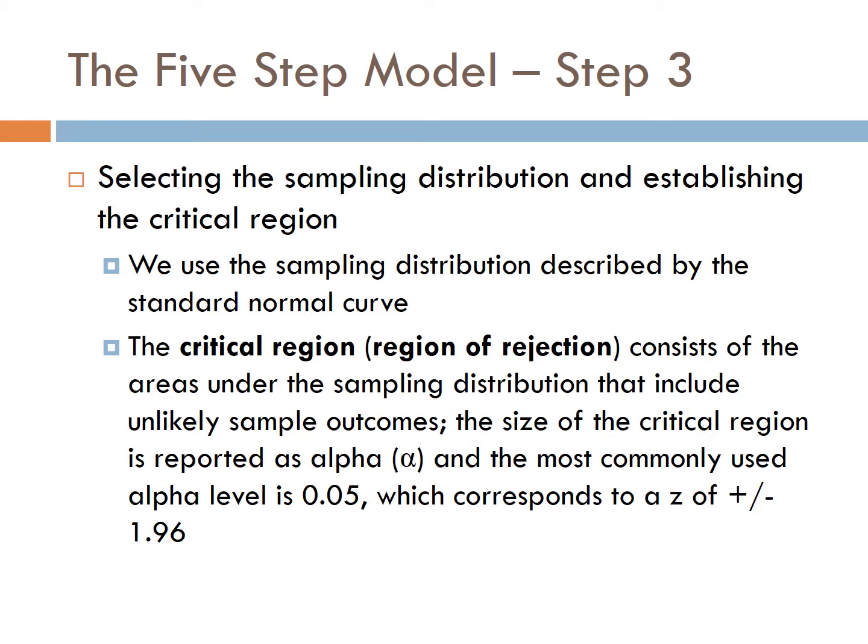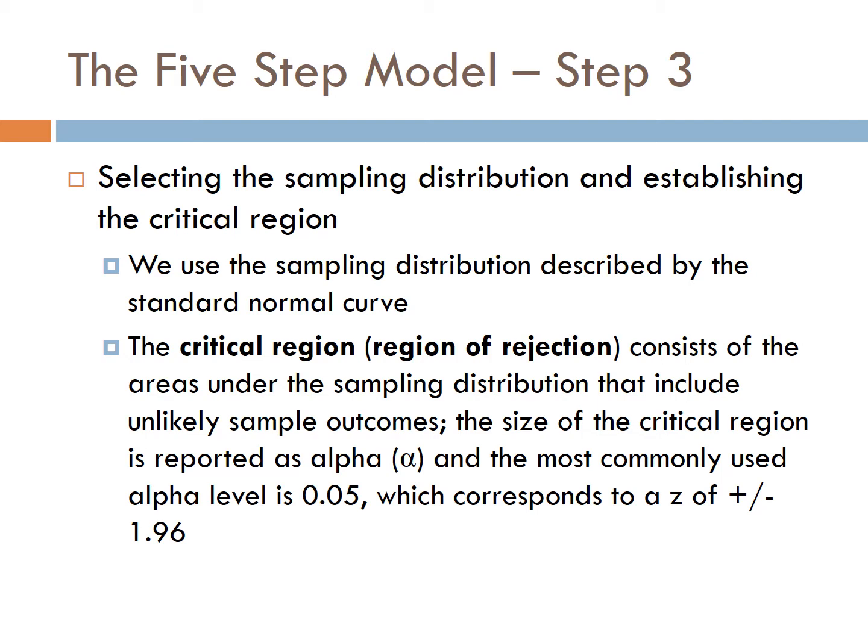So step 3, we're selecting the sampling distribution and establishing the critical region. We use the sampling distribution described by the standard normal curve, which is a bell curve, and a critical region of rejection consists of the areas under the sampling distribution that include unlikely sample outcomes. The size of the critical region is reported as alpha, and the most commonly used alpha level is 0.05, which is what we're going to use in this class, which corresponds to a z of plus or minus 1.96. So basically, you can think of it on the normal bell curve. At the tails, the same spot that's 0.05 or less is also the same spot that is plus or minus 1.96.